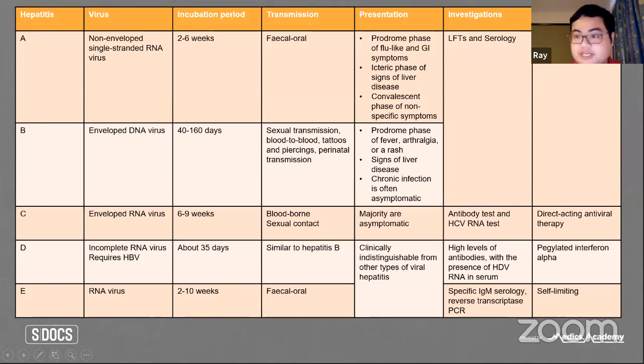So this is a table I've made. So this is everything, the key points about hepatitis A to E. Okay, so this table pretty much covers what we've talked about in the last 2 parts of the webinar series. You can have a look at the slide and review in your own time, okay, and have a quick look before your exams.